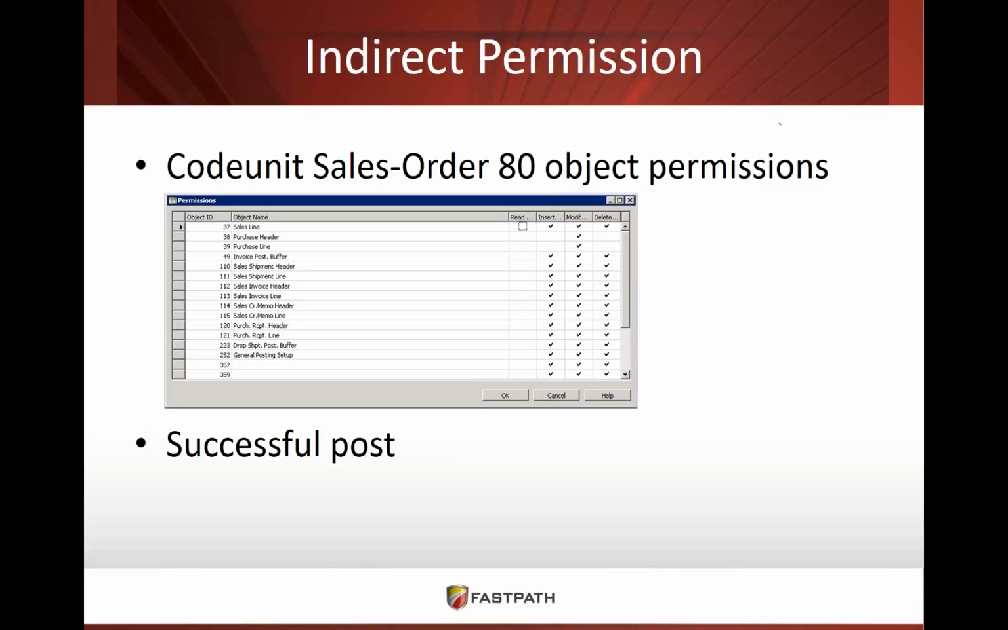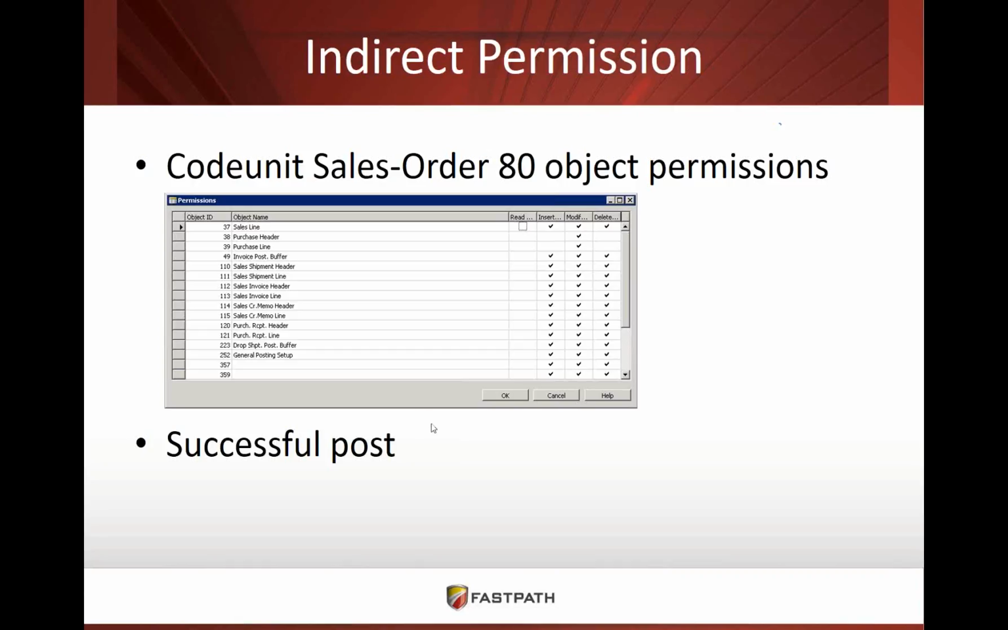Taking the indirect delete permission that I have assigned to my user through the roles, and taking the delete permission on the code unit, putting both of those together gives me full yes access where I can delete a line in the sales line table, which then leads to a successful post of that sales order.